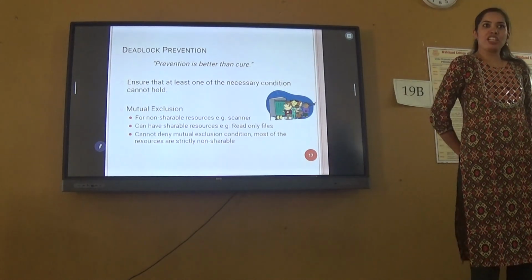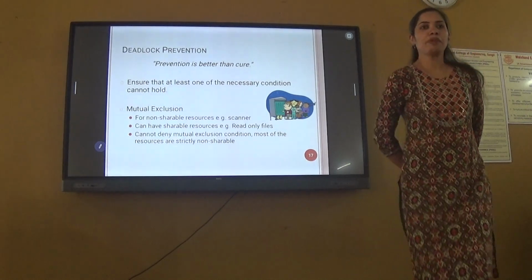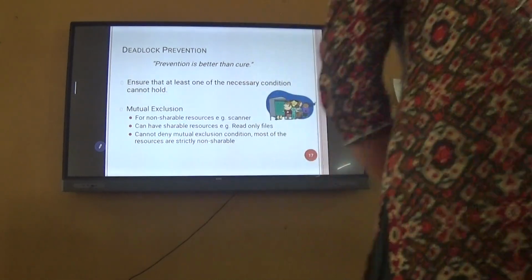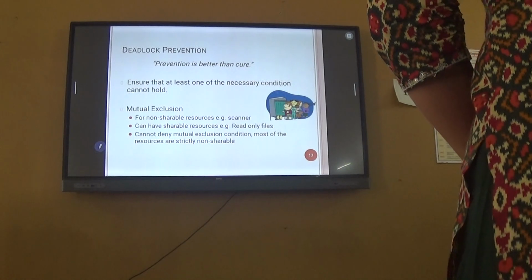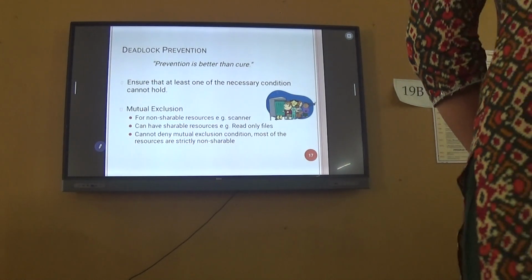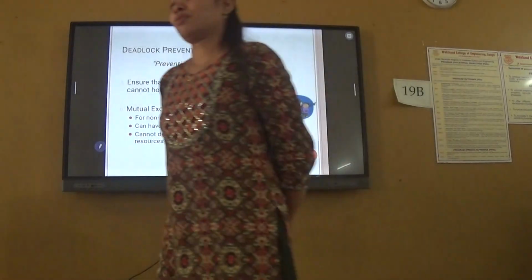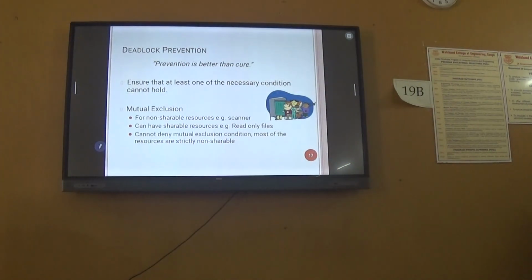What is deadlock prevention? As I said, prevention is better than cure. What are the four conditions for deadlock to occur? Mutual exclusion, hold and wait, no preemption, and circular wait; there should not be a cycle. Those are all four conditions that have to be there. If any one of the conditions is off, what will happen? Deadlock won't be there. So what is my role as a developer? I should make sure a deadlock does not occur. I should make any one of the four conditions off.